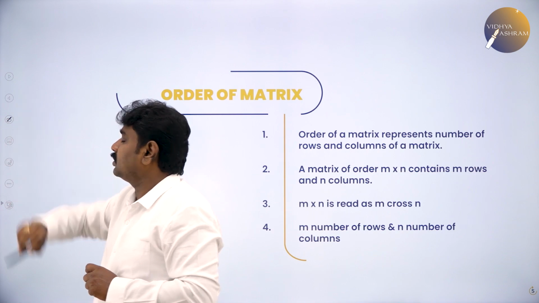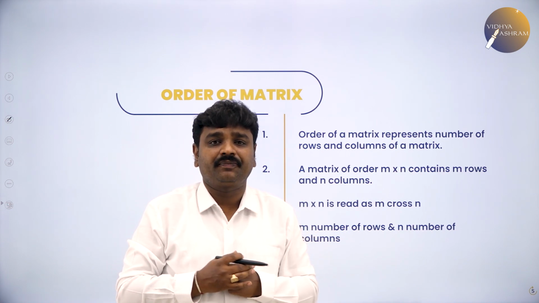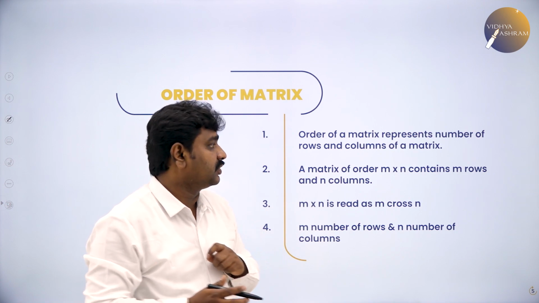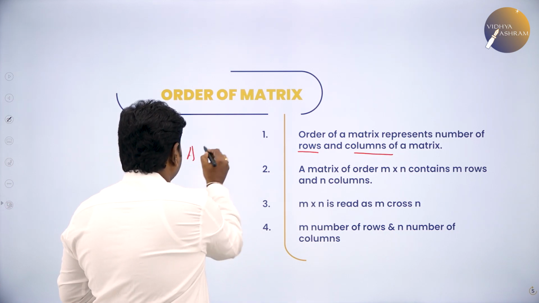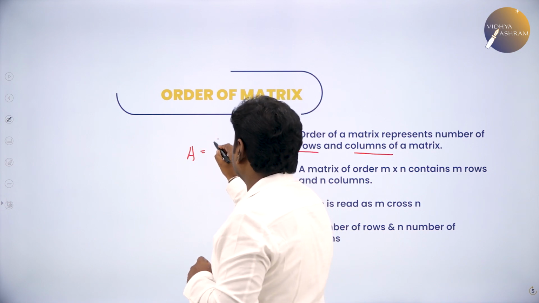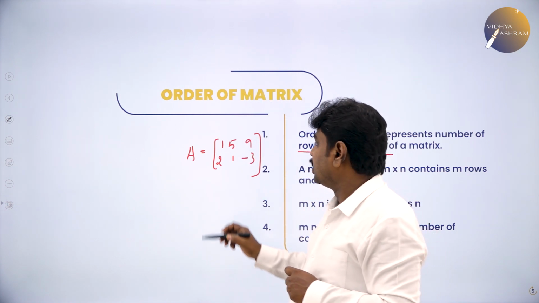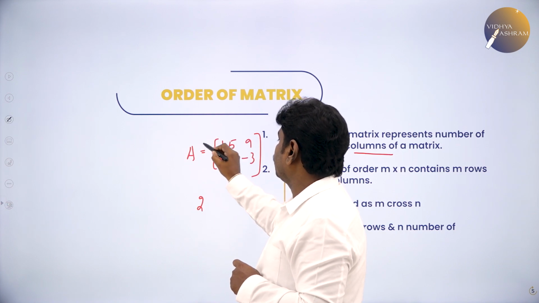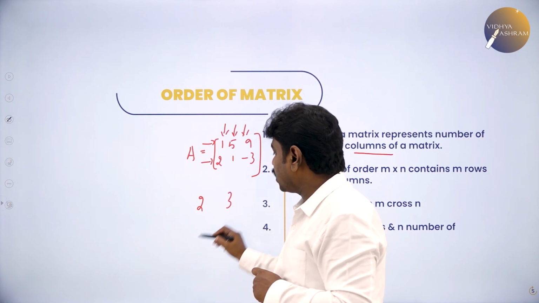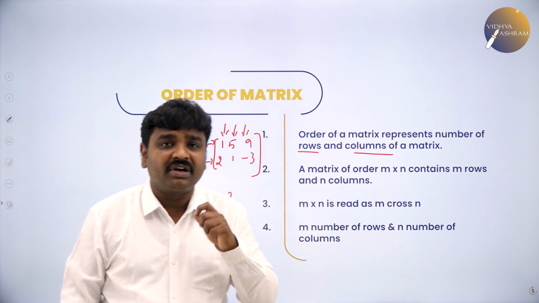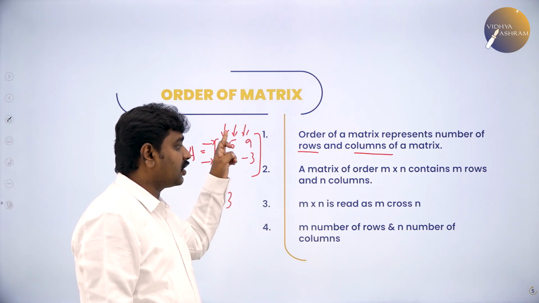Now the next important concept, that is the order of a matrix. When you write any matrix, it will have an order. Order represents the number of rows and the number of columns of a matrix. For example, suppose I write A is equal to 1, 5, 9, 2, 1, minus 3. You can observe I have written a matrix. Here we have 2 horizontal rows and 3 columns, 1, 2, 3 columns. So 2 rows and 3 columns, 2 cross 3 is the order. What is the order of a matrix? The order of a matrix represents the number of rows and the number of columns. In this matrix we have 2 rows and 3 columns.